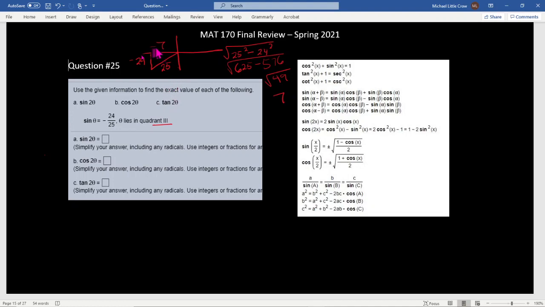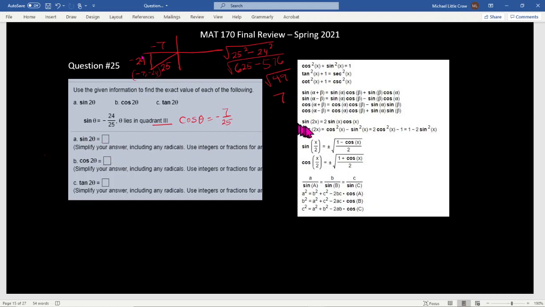And again, it's a negative 7 because it's in the third quadrant, so the x would be negative 7, the y is negative 24. So this point down here is negative 7, negative 24. What we really need is to know the cosine of theta. We don't need to know what theta is, but the cosine of theta is adjacent over hypotenuse, so it will be negative 7 over 25. A lot easier to work with.